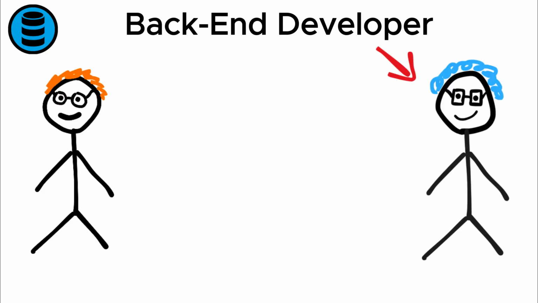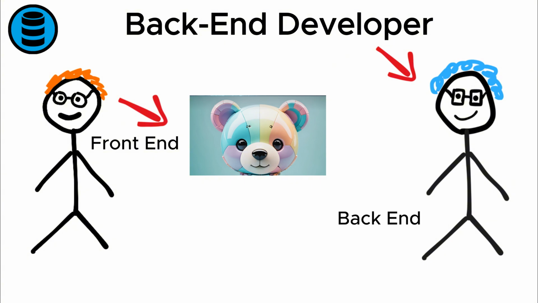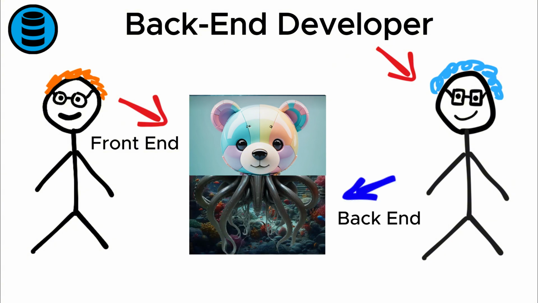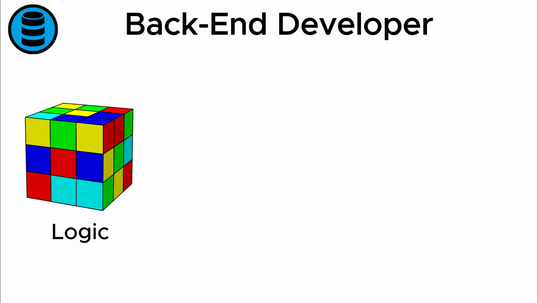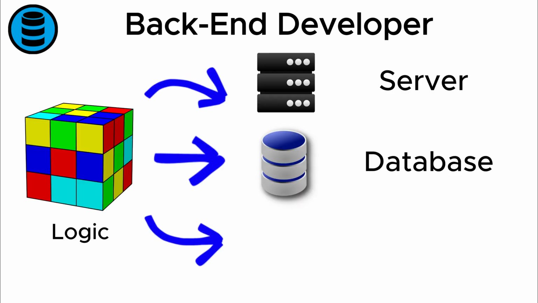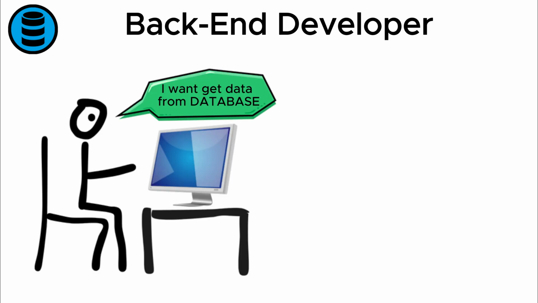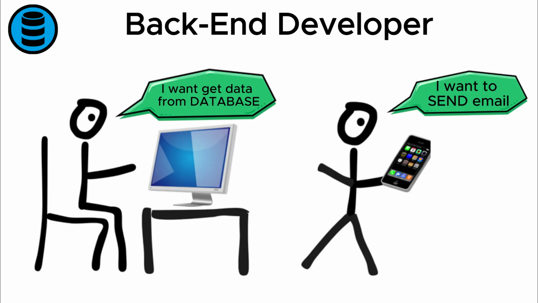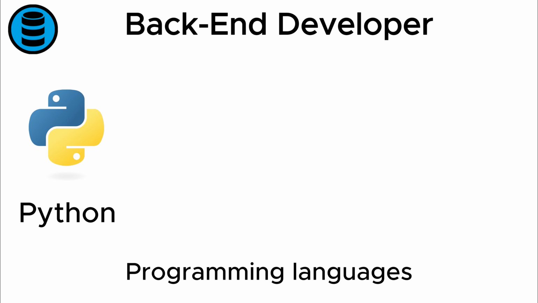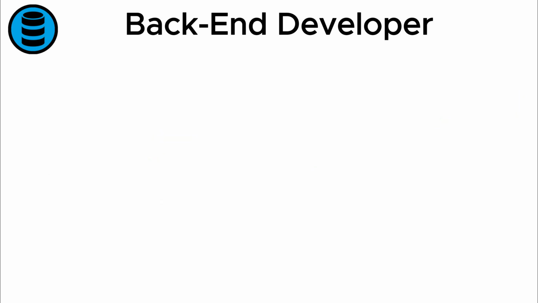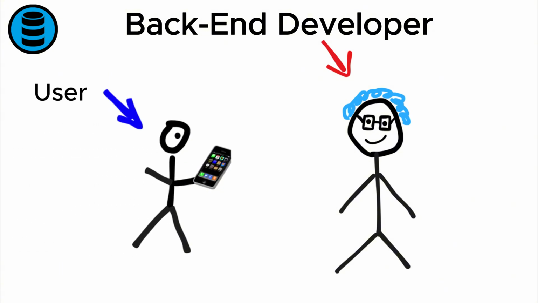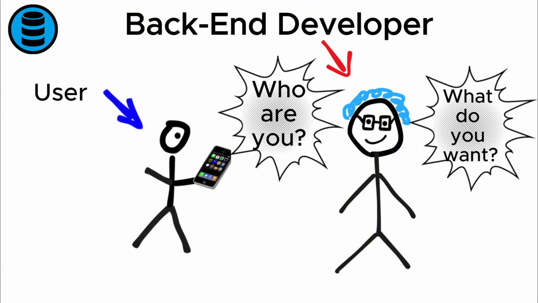Backend developer. While front-end developers work on what you see, back-end developers handle what you don't see, the behind-the-scenes logic and infrastructure. They create and maintain the server, database, and application logic that make websites and apps functional. Using programming languages like Python, Java, Node.js, or Ruby, back-end developers handle everything from user authentication to managing data requests.